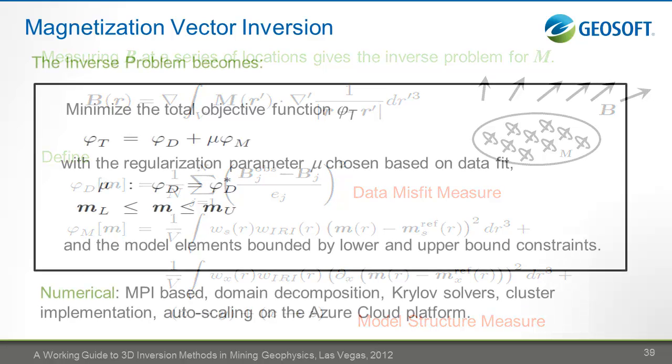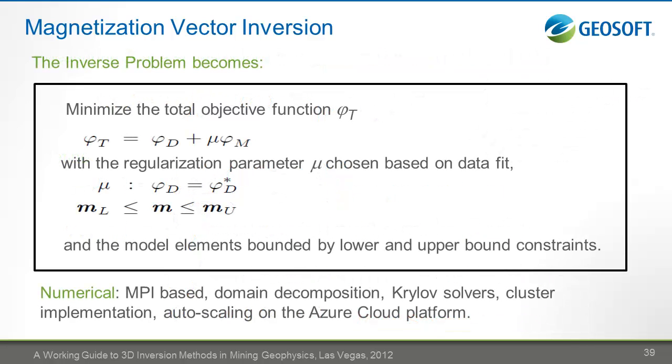So, that is what's expressed here. Basically we add the two terms together, the data misfit and the model structure, with a weighting, a trade-off parameter, a regularization parameter mu, and we adjust that parameter mu so that the data misfit is satisfactory. We might also implement conditions on the model itself, that is, perhaps it satisfies some upper and lower bounds or something of that nature.